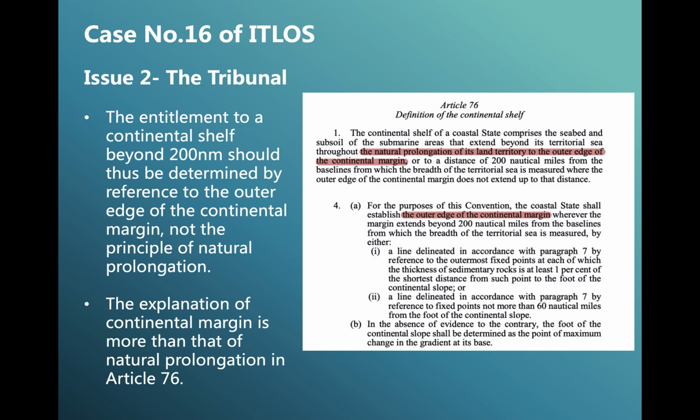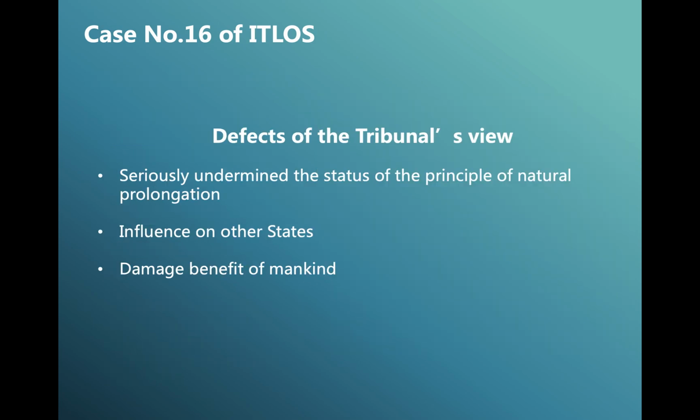Therefore, the entitlement of continental shelf beyond 200 nautical miles should be determined on the basis of the outer edge of the continental margin as determined by paragraph 4 of Article 76. It is thus clear that the tribunal explicitly abandoned the principle of natural prolongation and introduced a completely new concept of the outer edge of the continental margin. And we think there are defects in the tribunal's view.